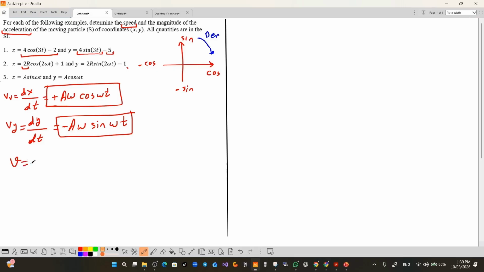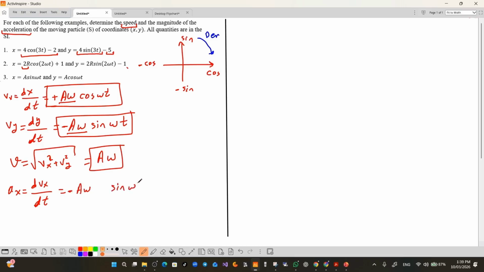Now to find the speed, which is the square root of vx squared plus vy squared, you can derive it from scratch. You just substitute and apply the square. However, you will always get the same coefficient, because this represents the magnitude of the speed. What about the AX? The AX is the derivative of the VX over time. Now the Vx is a omega cosine omega t, so we maintain a omega, cosine becomes minus sine, and we bring outside the omega. The final answer is minus a omega squared sine omega t.